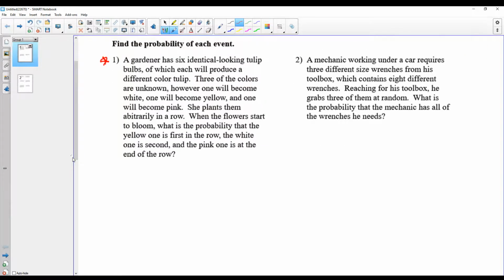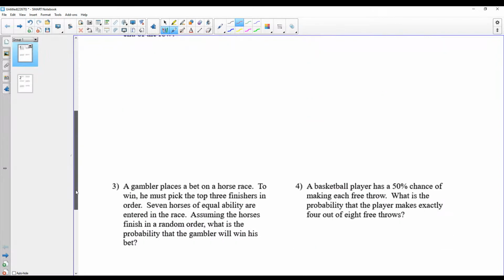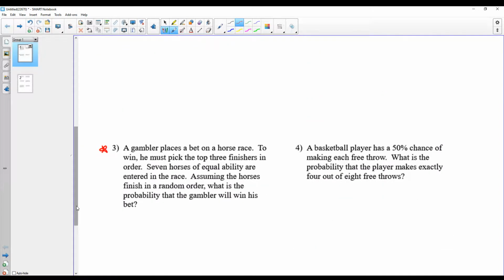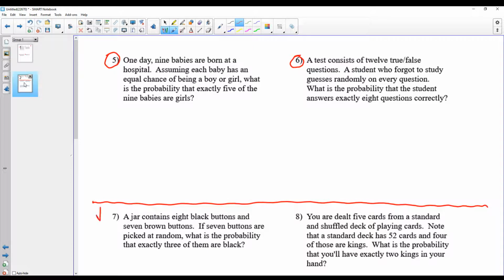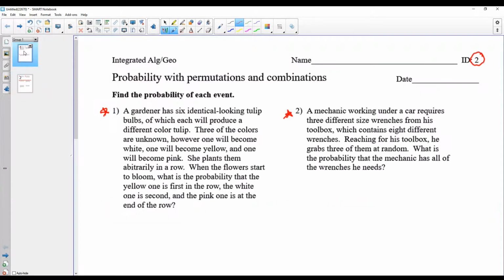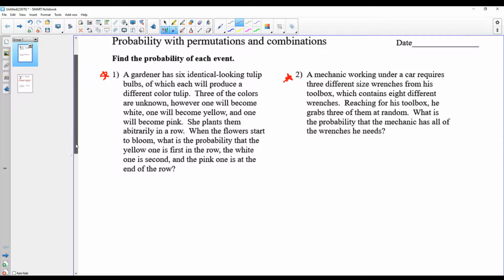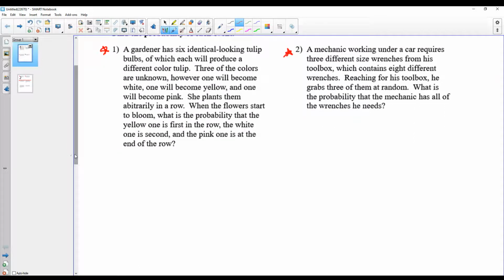Numbers 1, 2, and 3 are really similar. 4, 5, and 6 are really similar. And then 7 through 10 are really similar, right? And yours is set up the very same way. So I'm going to do one of each. So I'm going to do 1.